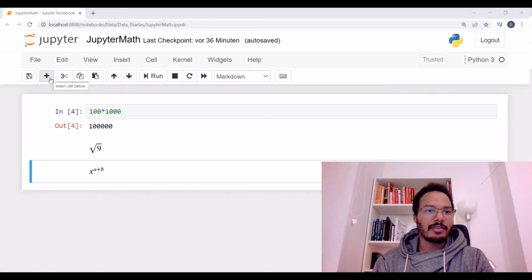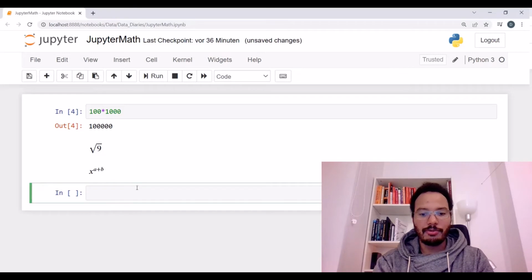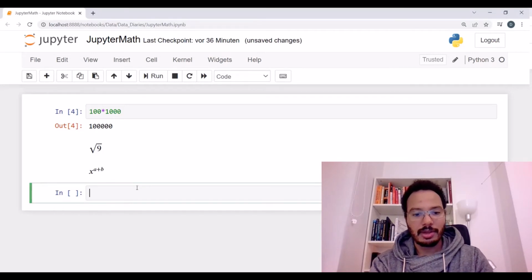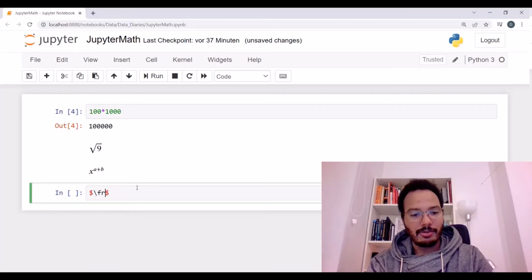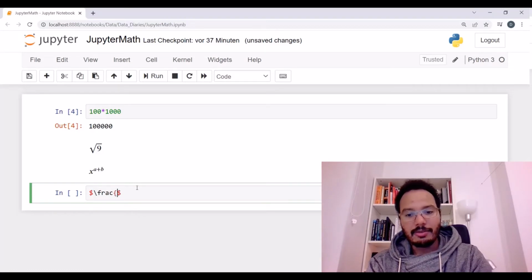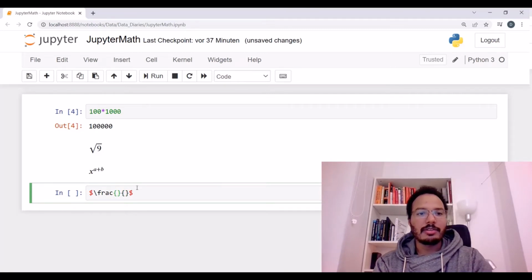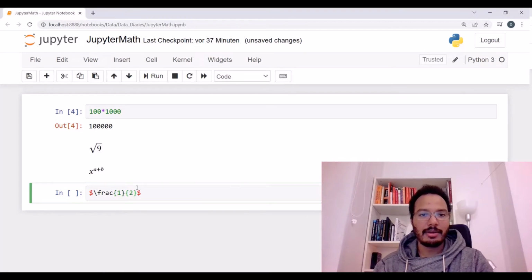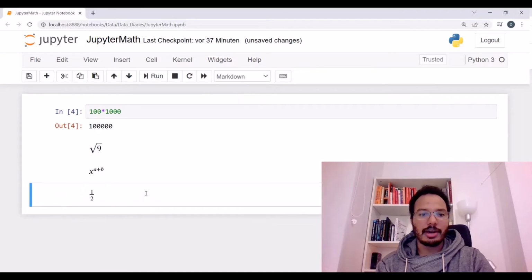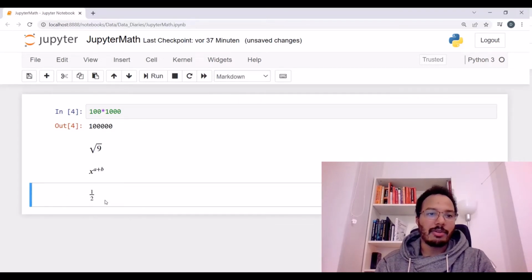Let me give you another example. For example, we can put in a fraction in here. So that would be, again, dollar signs, and then frac. And for a fraction, you need two curly braces for the numerator and for the denominator. So on top, we have the numerator, just putting in 1, and 2 for the denominator, for example. Switch it to a markdown cell, run it, and you will get 1/2 over here.